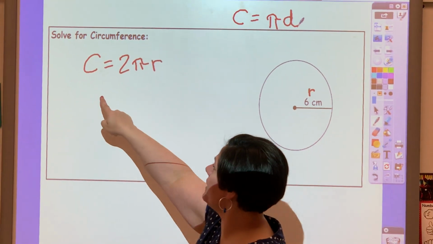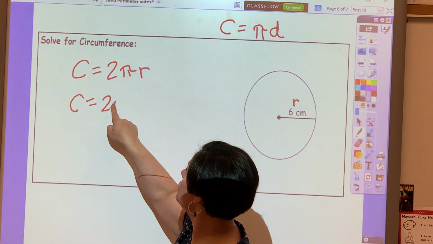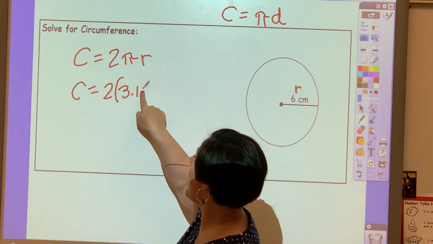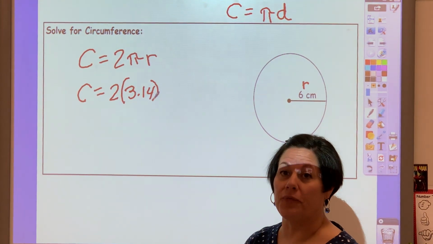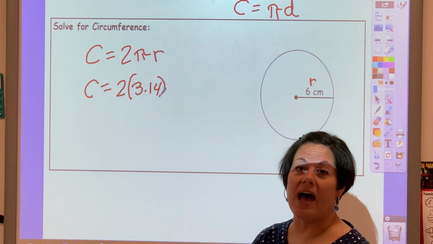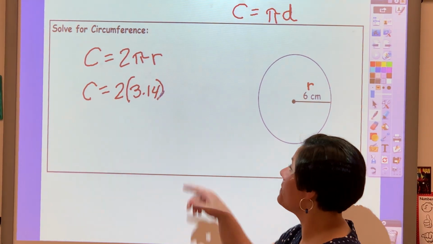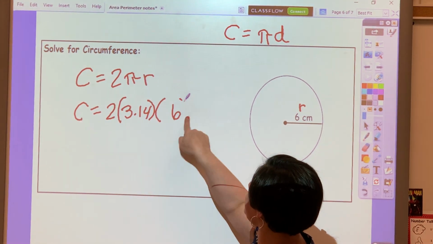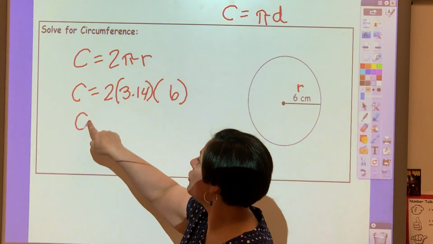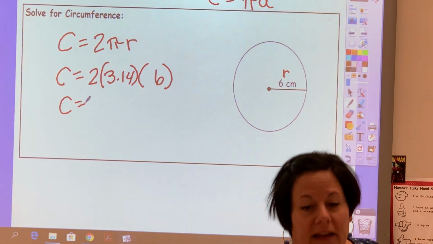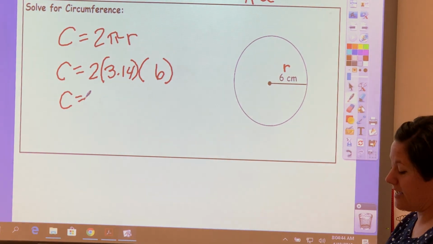We're going to substitute in circumference equals 2 times pi. You will always use 3.14. Please do not hit the pi key on the calculator. Type in 3.14. And then our radius of 6. So you're going to type that all in your calculator to get your answer.